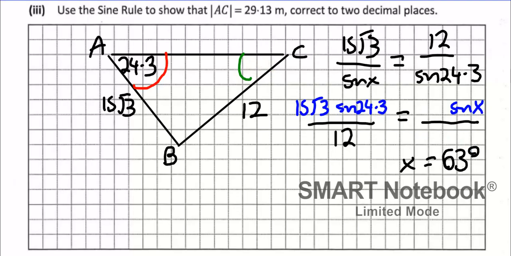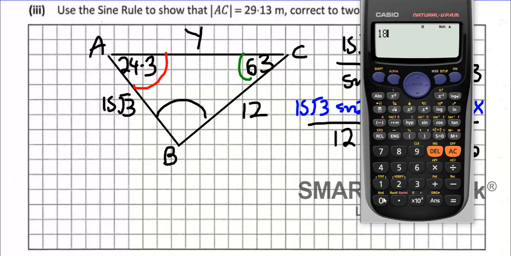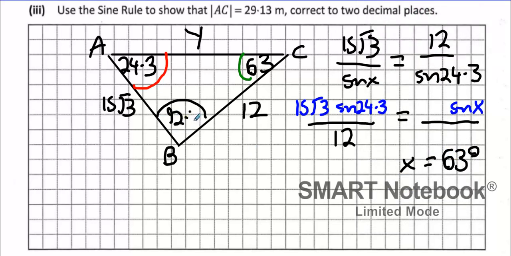Now, I'm going to use the sine rule one more time. I can use the sine rule to find out what AC is. We'll call it the letter Y. Now, what angle is this now? 180 take away 63, take away 24.3. And what do we get? 92.7. Is that all right with you guys?